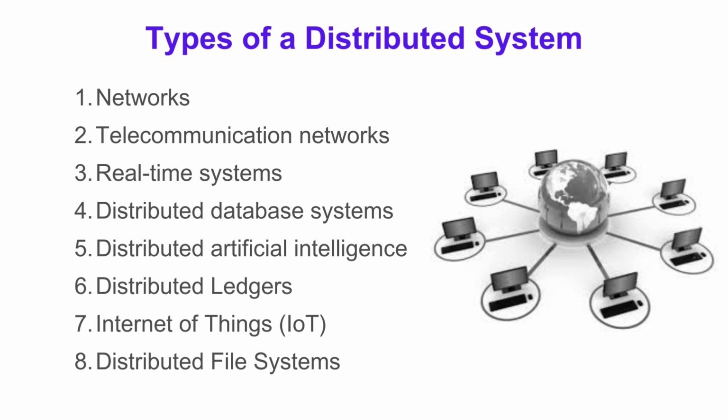And then we have distributed file systems. A distributed file system is a type of distributed system that allows files to be stored and accessed across multiple nodes. Distributed file systems provide a transparent view of the files to the user, regardless of where the files are stored and located.